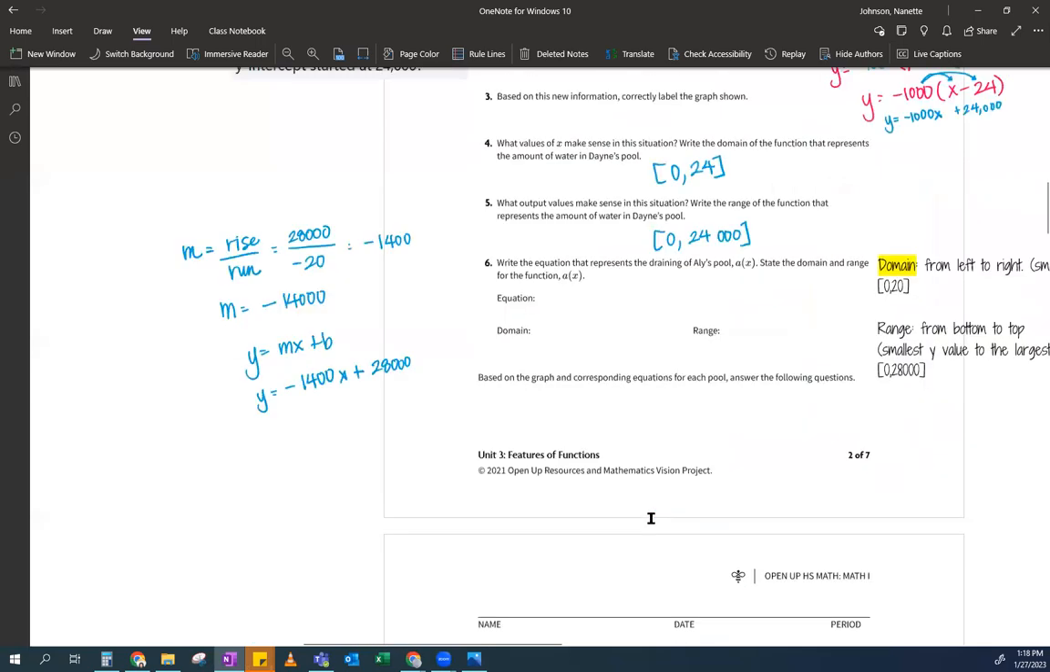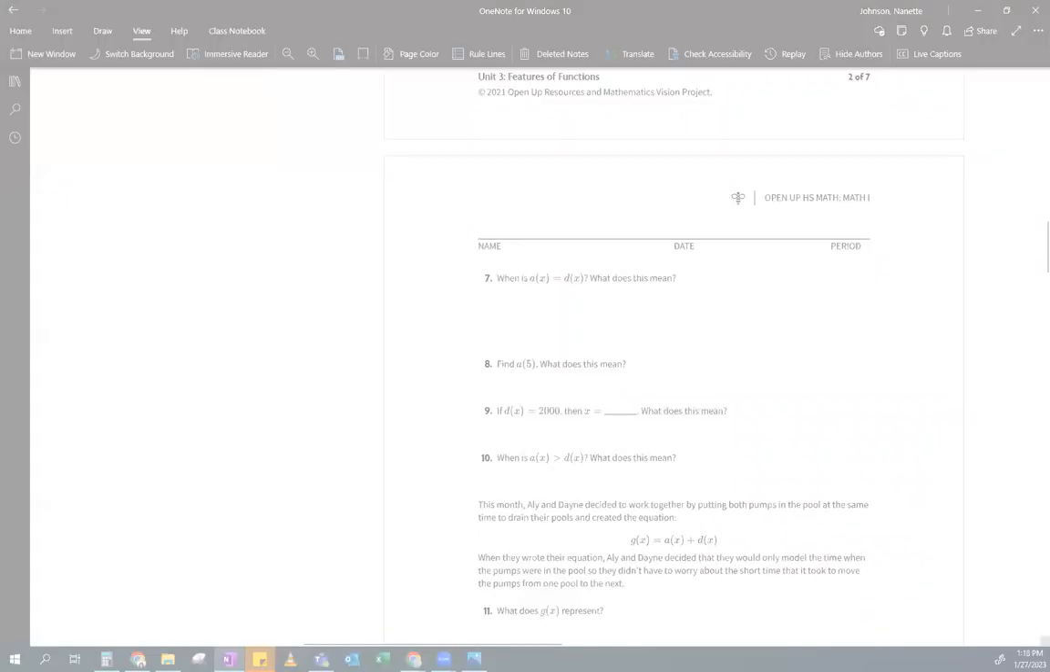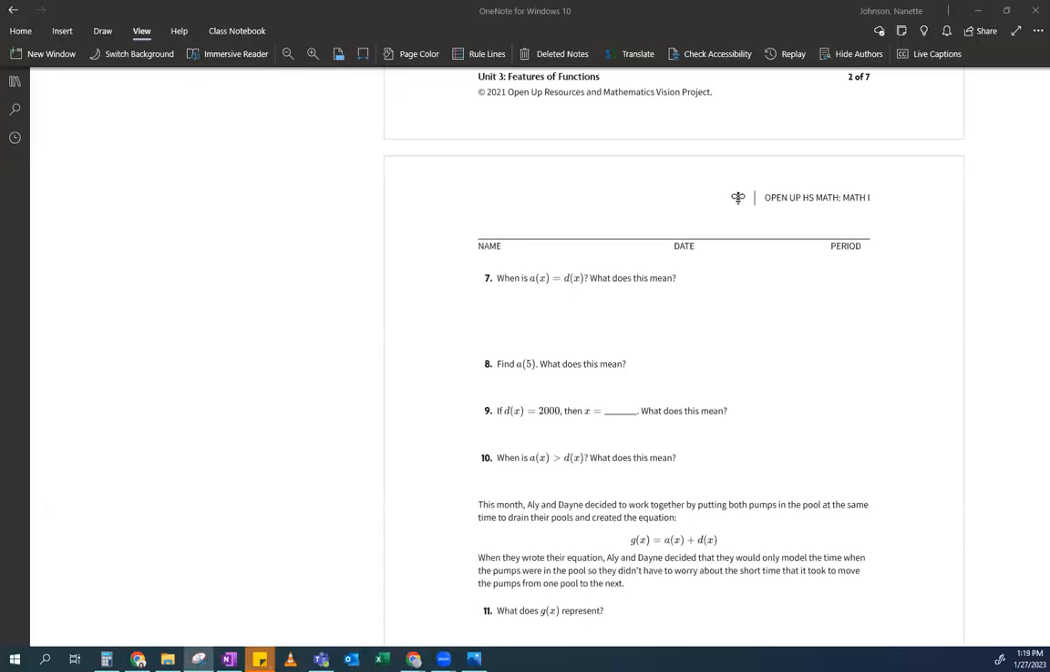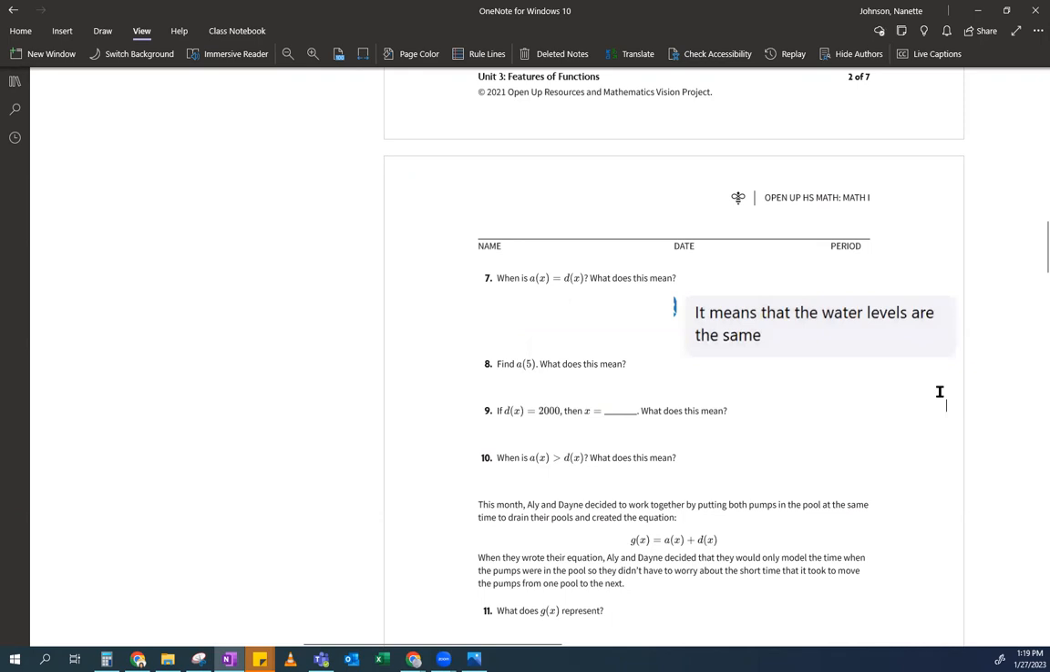Got it? Okay, next question says, what does this mean? Do you guys all know what to write here? I'm going to snip someone's answer because that was a good one. There's actually several answers that were really good. So make sure you have this down. I don't really care about it being on your paper. I really care about it being in your head. So technically it means that the water levels are at the same place, and I'll put same place and same time.